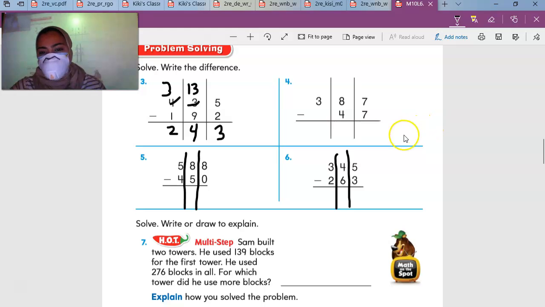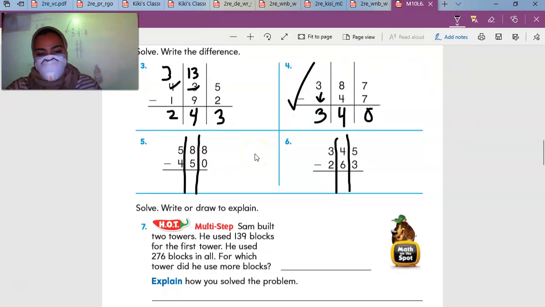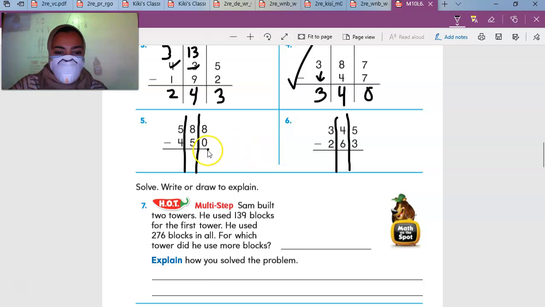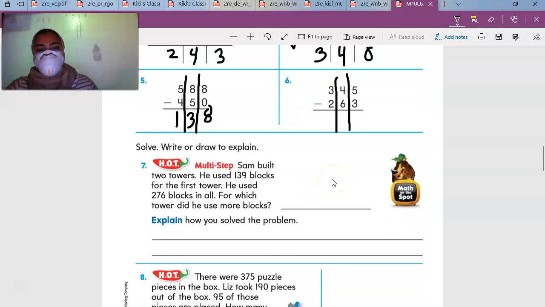7 take away 7 is 0. 8 take away 4 is 4. And 3, you bring it down. Your answer is 340. This was a simple subtraction problem. There was no regrouping here. 8 take away 0 is 8. 8 take away 5 is 3. And 5 take away 4 is 1. Your answer is 138. That was a very easy subtraction problem, no regrouping.